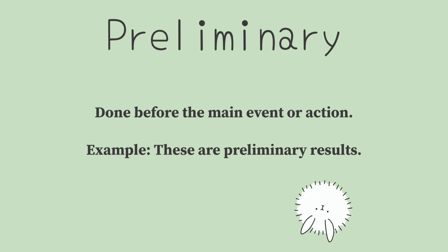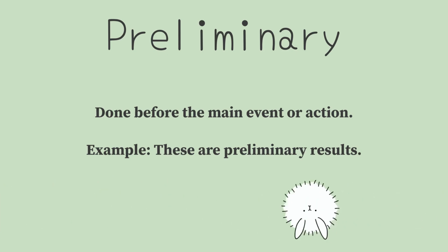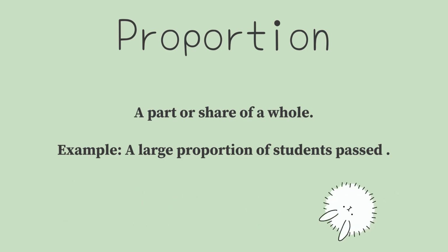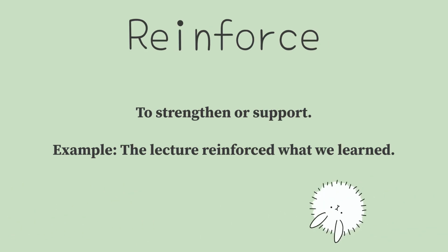Preliminary. Done before the main event or action. Example, these are preliminary results. Proportion. A part or share of a whole. Example, a large proportion of students passed.